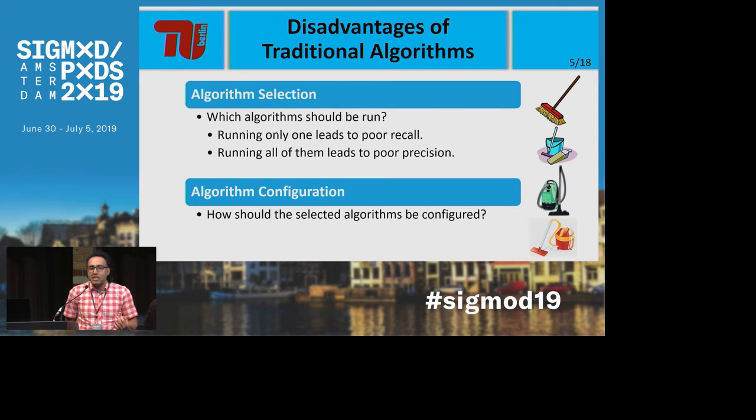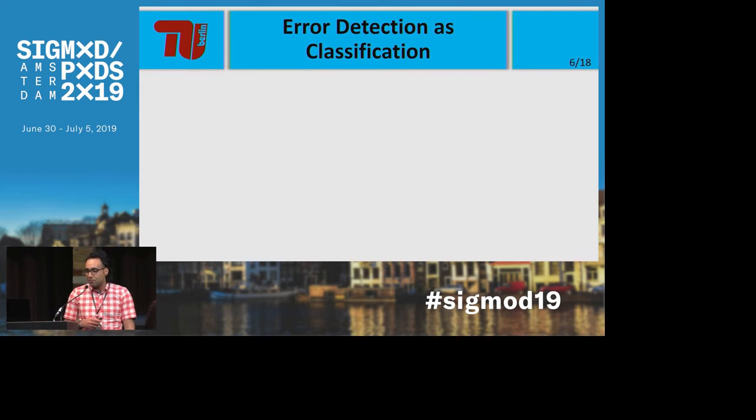The second challenge is algorithm configuration. Even if we know which algorithm is best for our data set, we still need to configure this algorithm. For example, for an outlier detection algorithm, we have to provide some statistical parameters for our algorithm. So these are two challenges that we basically want to address in this paper. To address these challenges, we basically formalize our problem as a classification task.